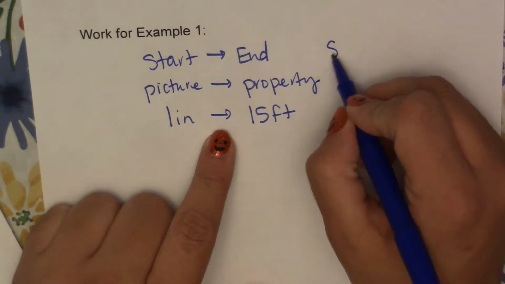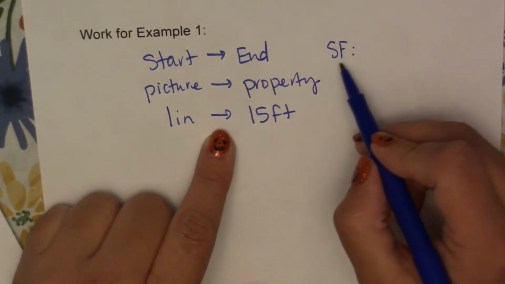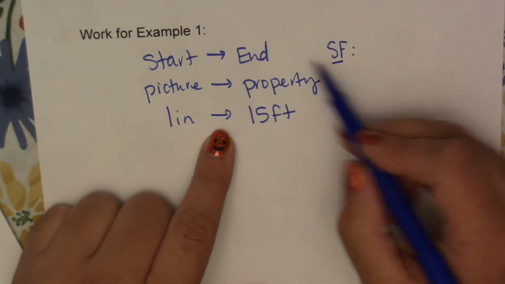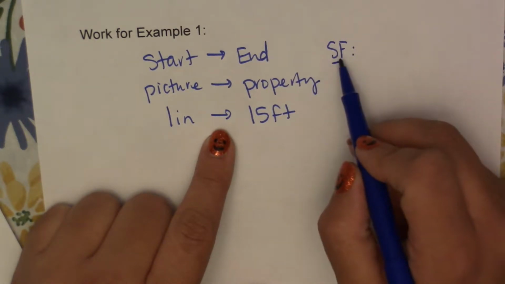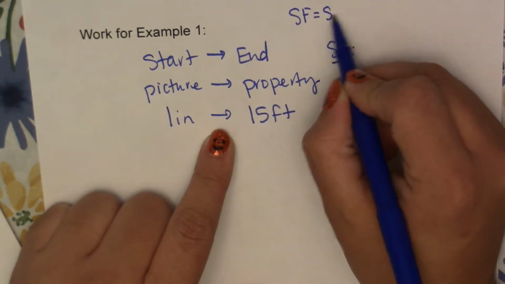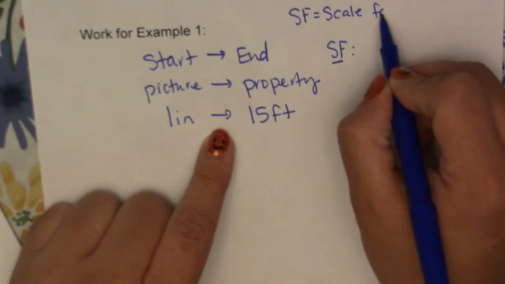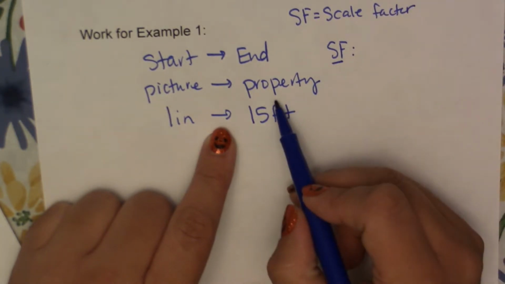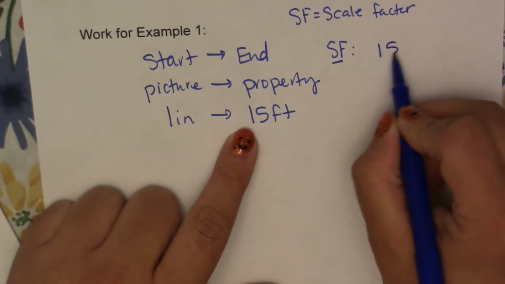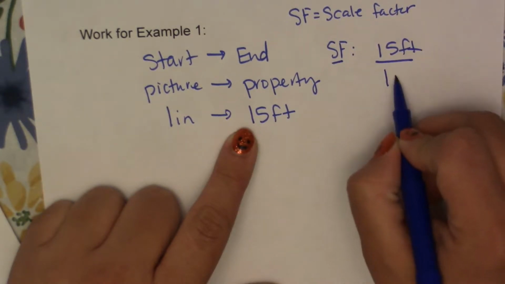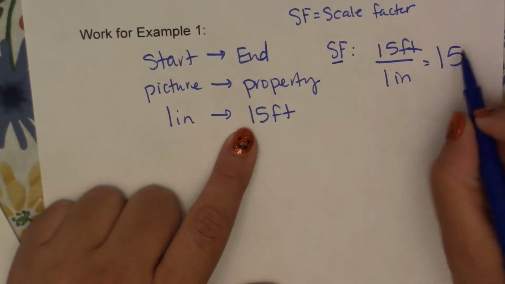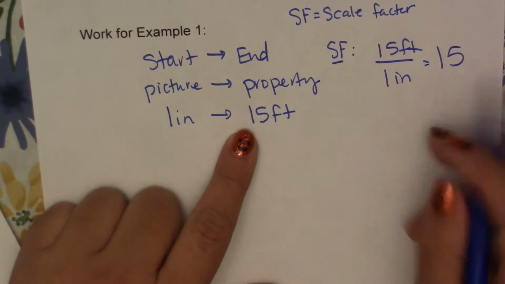So to find our scale factor, I always abbreviate scale factor with SF. You can write it out if you would like to, but know that this is my abbreviation. I'll write it up here so you have it in your notes. SF equals scale factor. So we would take our y value, our 15 feet, and divide it by our 1 inch. So the value of this ratio would be 15 feet per 1 inch.